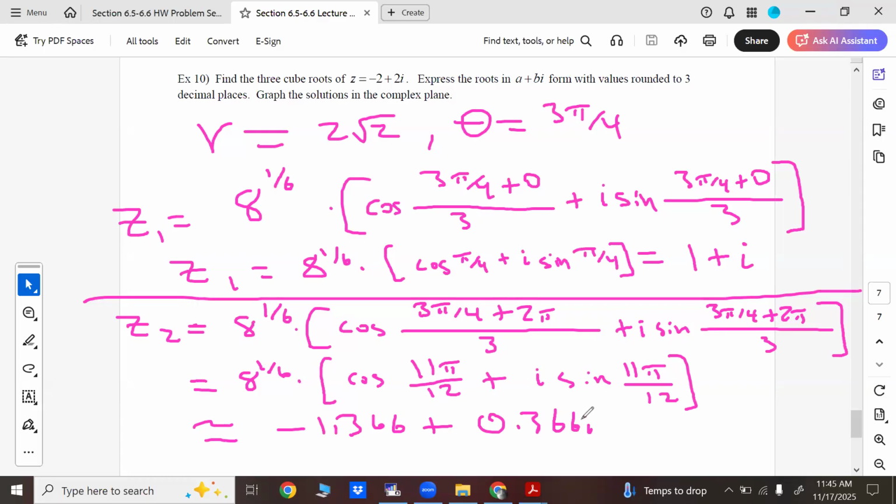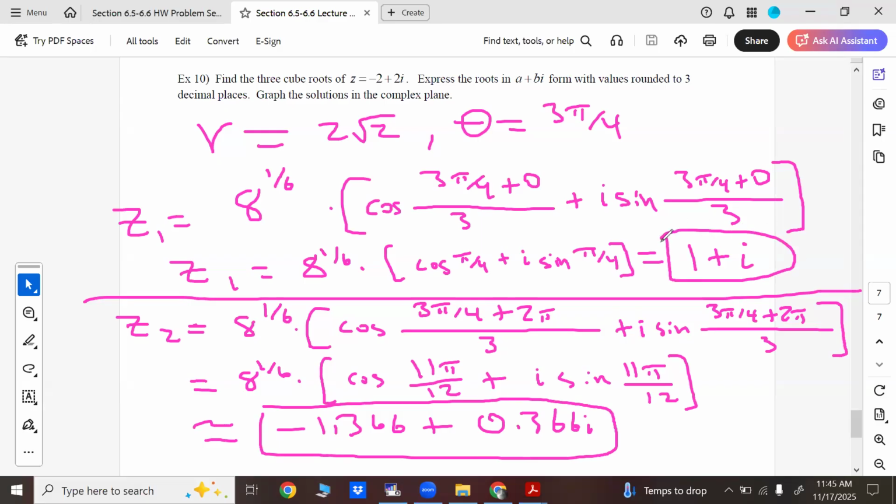And I'm just going to check my calculator if I raise that to the 3rd power. Yeah, you do get negative 2 plus 2i, approximately. So that's one of your roots. That's yet another root. And just double check, if I do 1 plus i raised to the 3rd power, yep, I get negative 2 plus 2i. Okay, good. And then the last one, I'm going to erase this one because I need some space here.